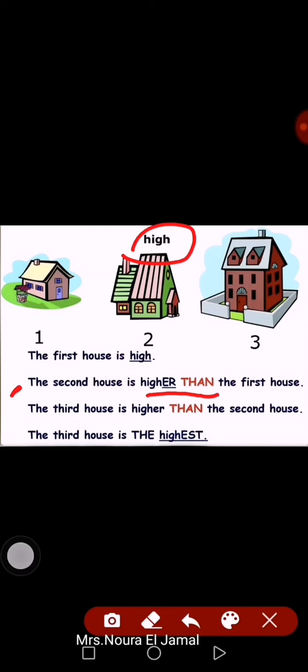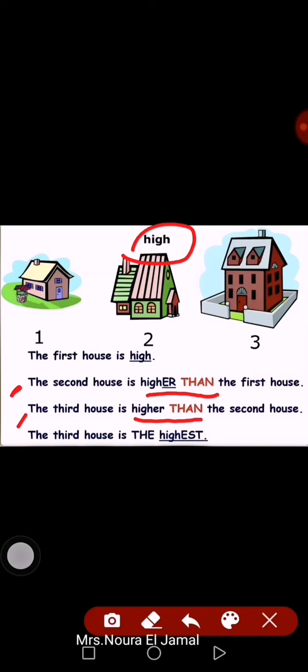Let's compare between the third house and the second house. What do you think? We'll use the comparative or the superlative? I can hear you. The comparative, excellent. Why? Because we are comparing between two things only, not three. The third house is higher than the second house.